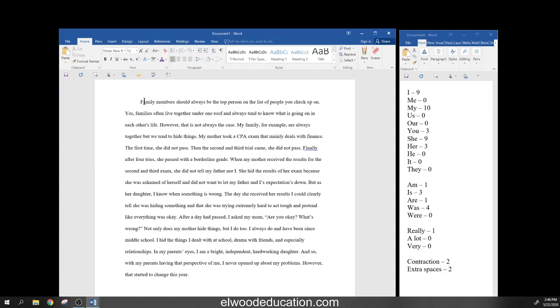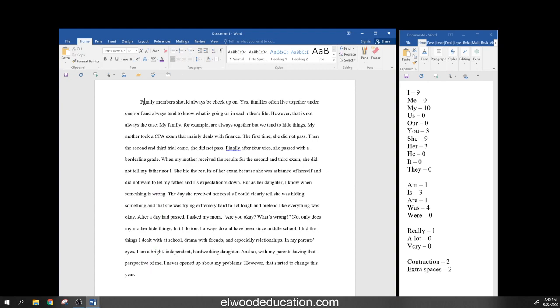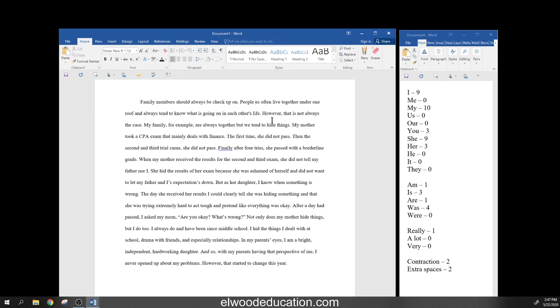Now I've got members and persons, so I have an agreement of number problem. So family members should always be checked up on. Now I got rid of that extra U as well. We have yes, families often live together under one roof and always tend to know what is going on in each other's life. So I've got families again, family and families. I've got is here. So let's make this a little less busy and we'll say people living together.